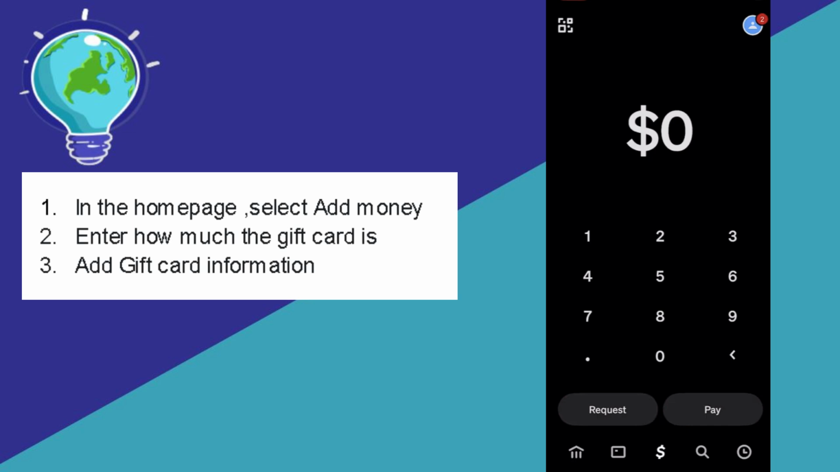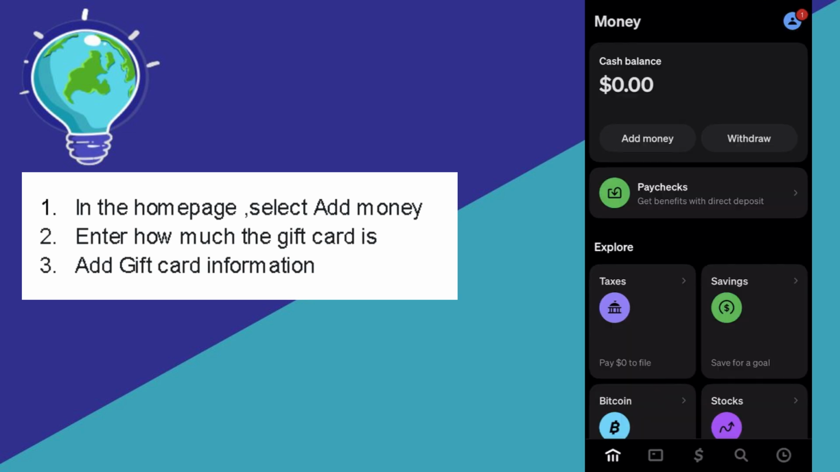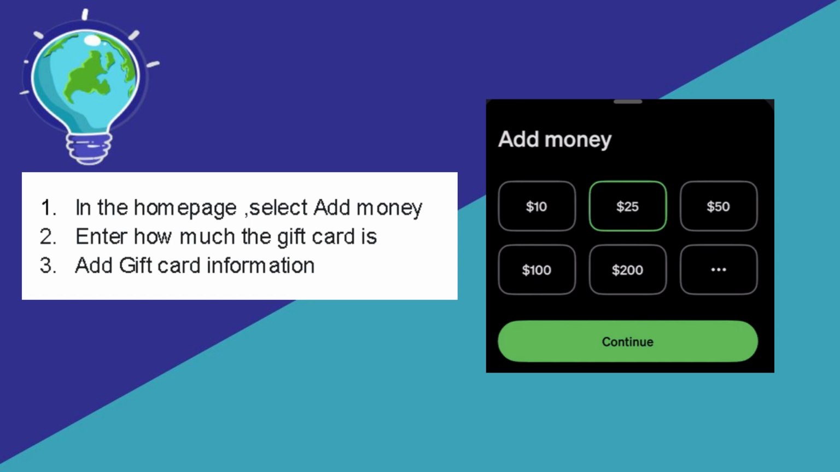Simply navigate first into our Cash App over here, and then you're going to click on the home page. In the home page, click on the add money option. Then you're going to select how much you want to add. Now this of course depends on how much your gift card will cost. And after that, simply click on continue.